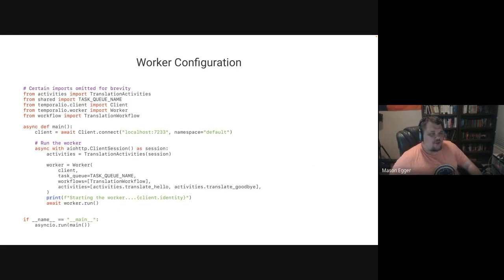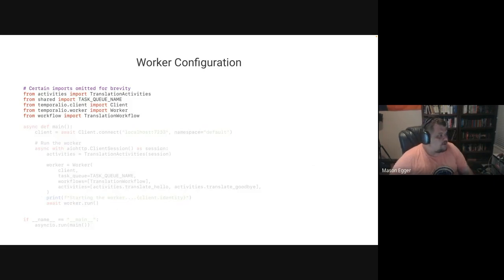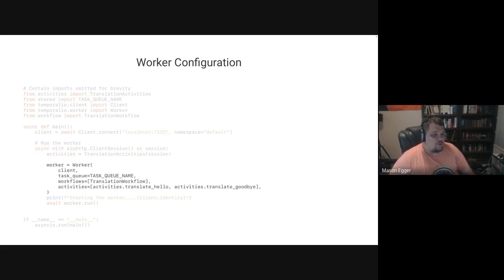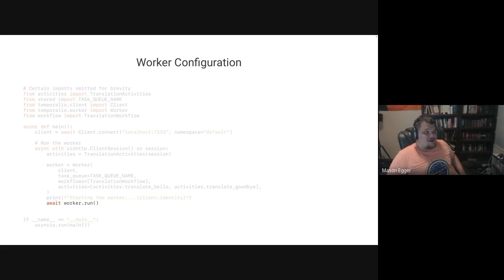So the worker configuration we have here, we have a handful of import statements to bring in all the things we need. We basically make a connection to the client. We're going to be doing this all on localhost, so it's going to be on my local machine. We're going to create a client, create that aiohttp client session that we're going to then pass in to the translate activities. And then we tell the worker, hey, you can run this workflow and you can run these activities. And since it's using this instance of the activities, that aiohttp client session will be in there. And then basically we just say, hey, run, and then it just goes, and that's it.